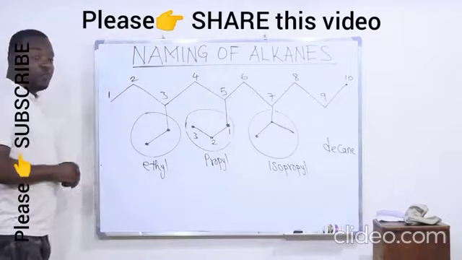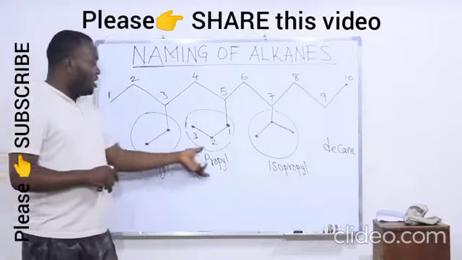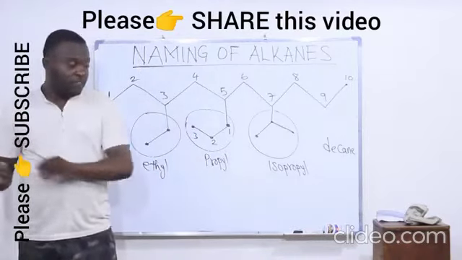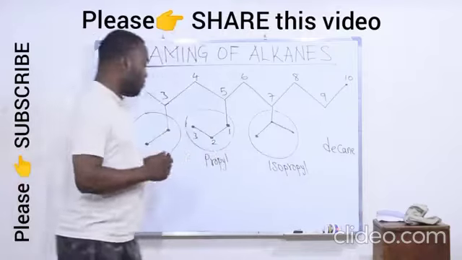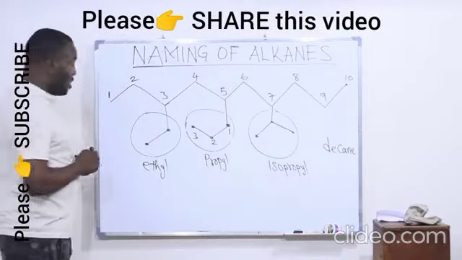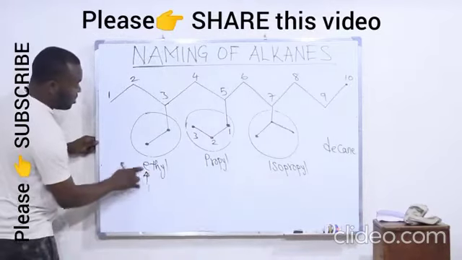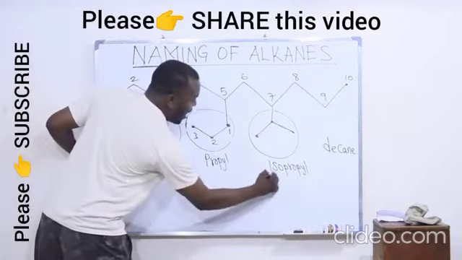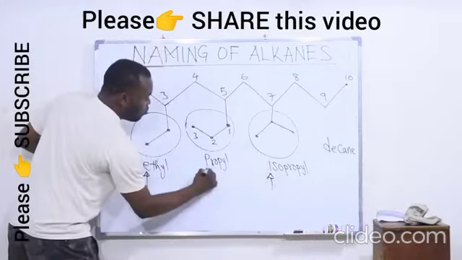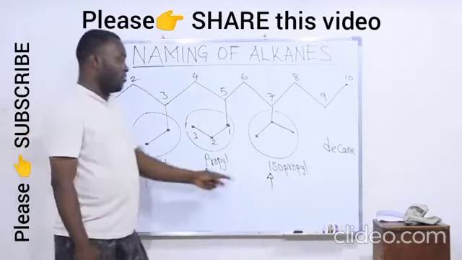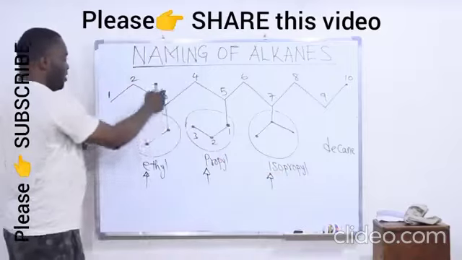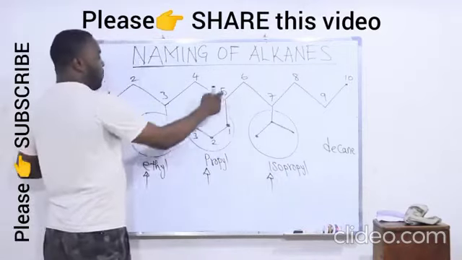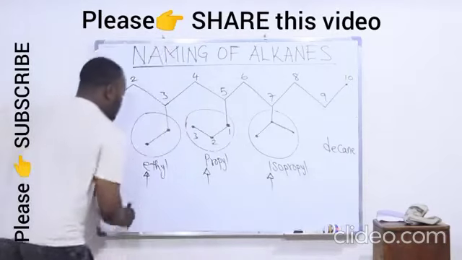How do I compile these names? You write the positions and names of these attachments first. When you are done writing the names and positions of the attachments, you now write the name of the longest chain. Now follow the attachments in alphabetical order. The first is E. E comes first. After E, you have I. After I, you have P. Then the last is D. So this is 3 ethyl, 7 isopropyl, 5 propyl, decane.